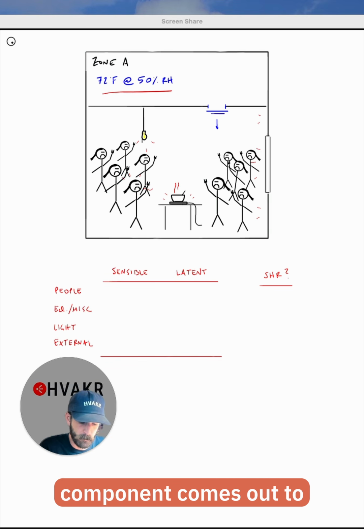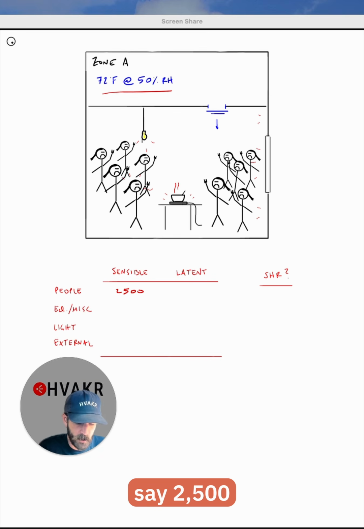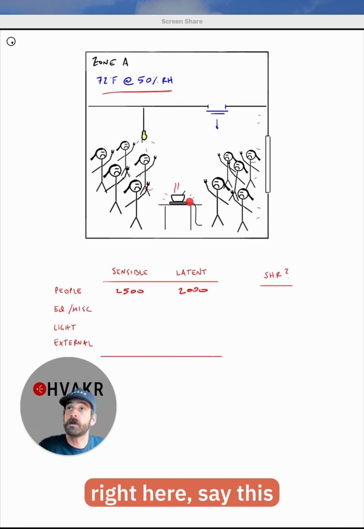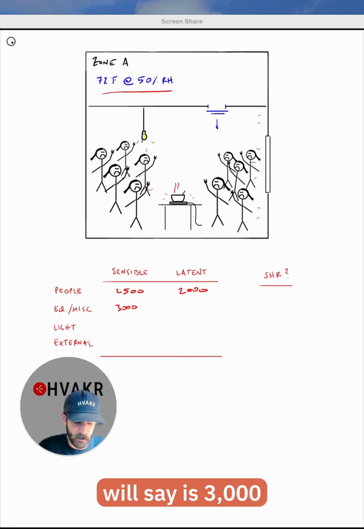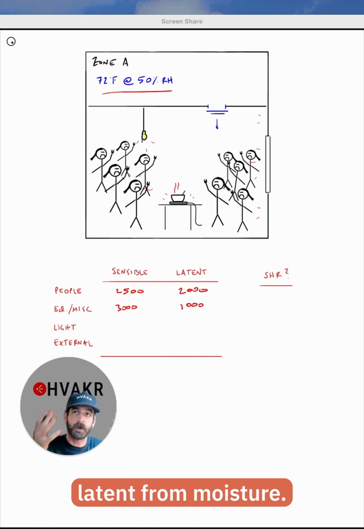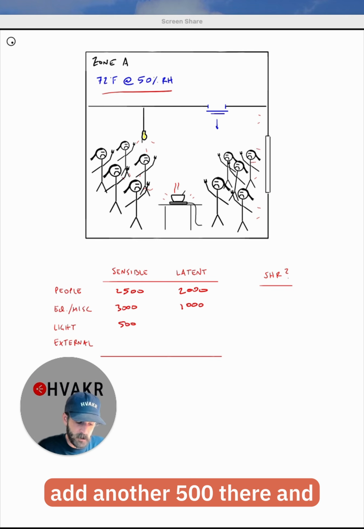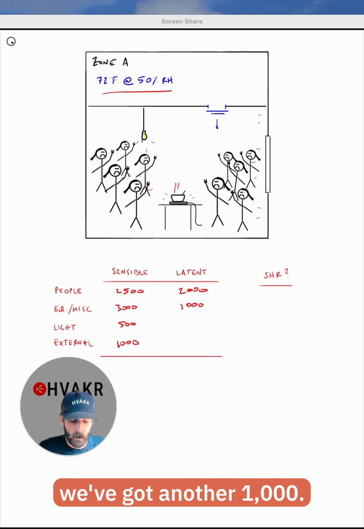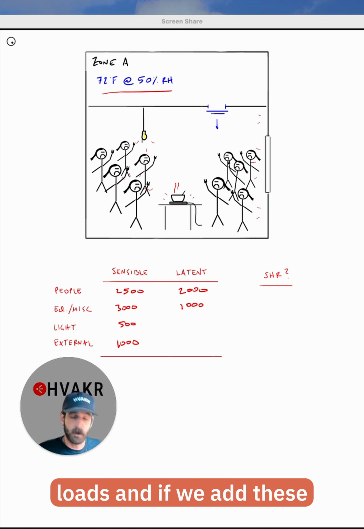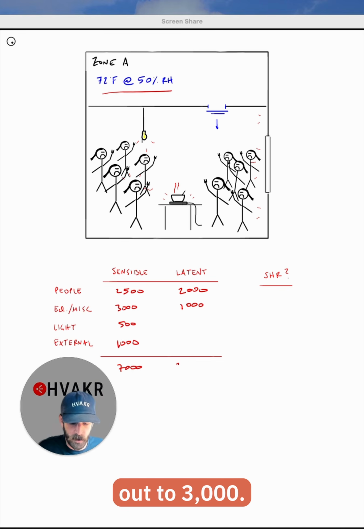People load, sensible component comes out to say 2,500. Latent component comes out to 2,000. You've got equipment load right here, say this pot of chili. Equipment and miscellaneous we'll say is 3,000 sensible from the stovetop and another 1,000 of latent from moisture. Lighting load, let's just add another 500 there. And then external load from the walls, windows, roof, we've got another 1,000. So these are the space loads. And if we add these up, sensible comes out to 7,000 and latent comes out to 3,000.